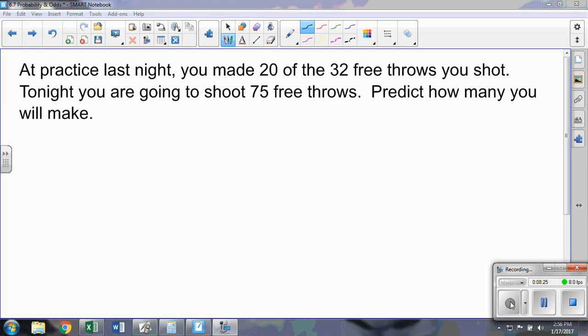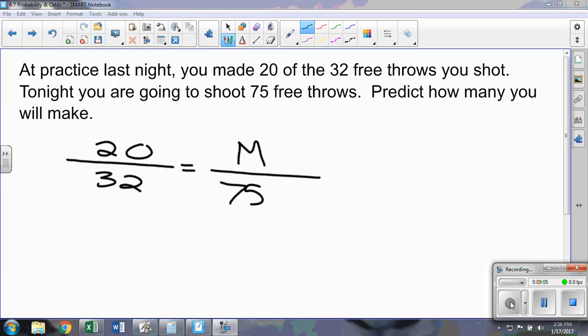All right, for our basketball players, consider here. Let's say that you're practicing your free throws at practice last night and you made 20 out of 32. Tonight, you're planning on shooting 75 to get some extra practice in. Make a prediction on how many free throws you're going to make. Remember how we spent all of our time working on setting up proportions and solving them? We can still do the exact same thing here. Recognizing that we would have our experimental probability, 20 made out of 32 taken, we could try to make a prediction as to how many you will make out of 75 taken.